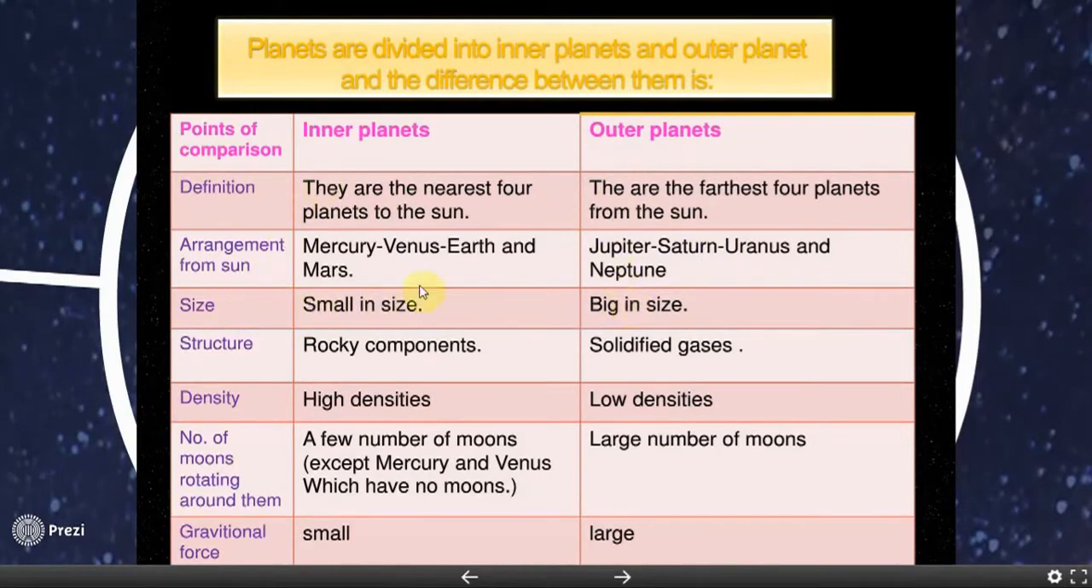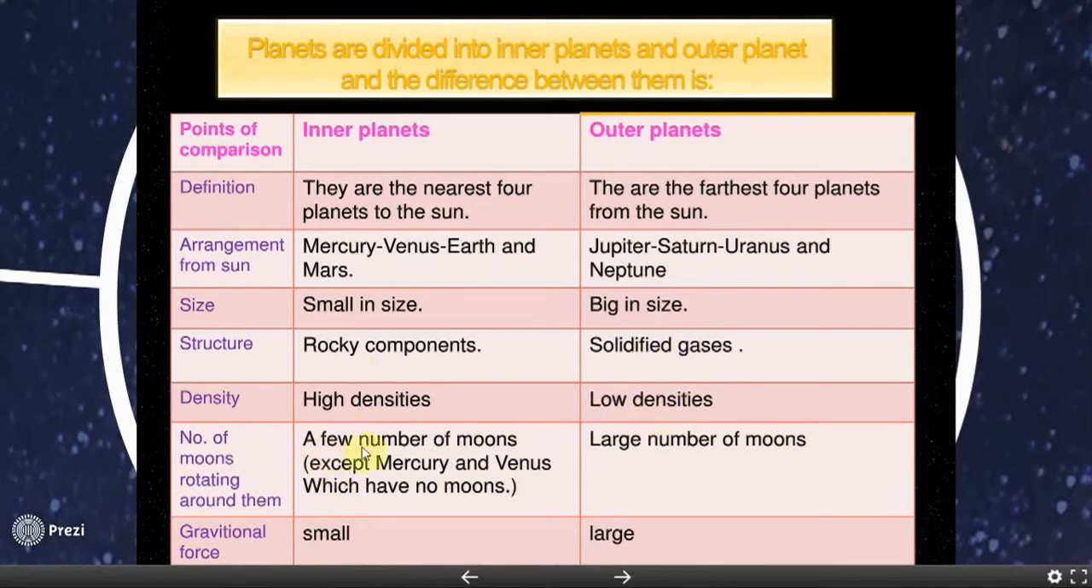Regarding size, the inner planets have a small size, while the outer planets are big in size. The structure: the inner planets are rocky, solid planets, while the outer planets consist of solidified gases. The density, of course, the one composed of rocks has a high density, while the one composed of gaseous or solidified gas has low density.